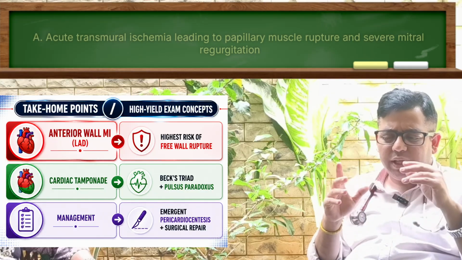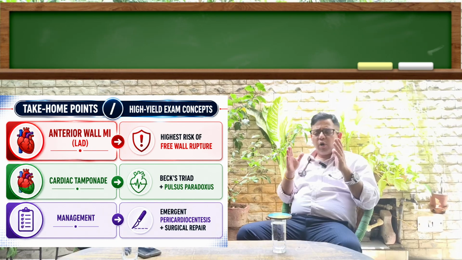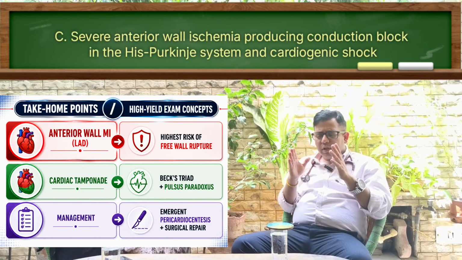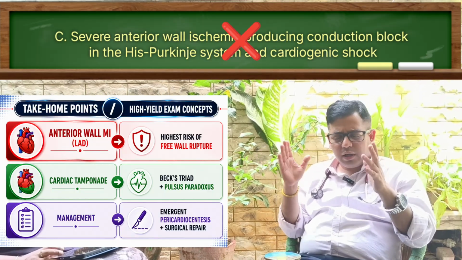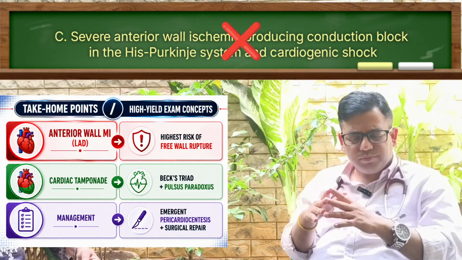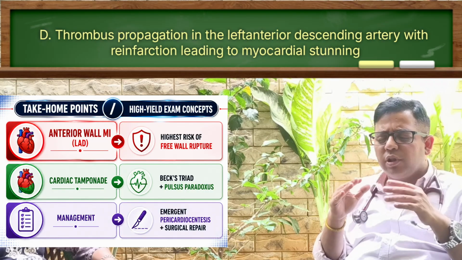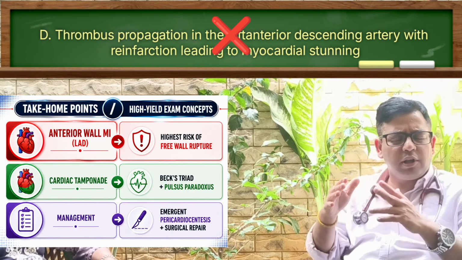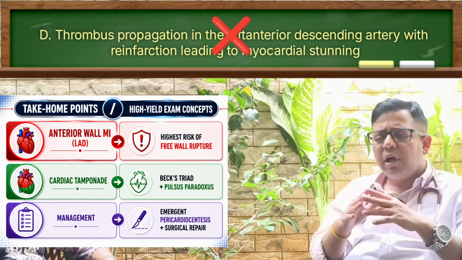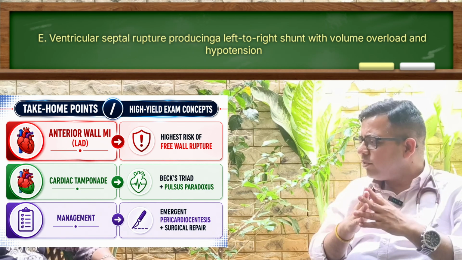Now coming to the exclusion of the options. Option A is ruled out because it is not a papillary muscle rupture. Option C is ruled out as there is no conduction block and cardiogenic shock in this case. Option D is ruled out because thrombus propagation in the LAD leading to reinfarction and myocardial stunning is not happening here. And option E, what is option E? It's a ventricular septal rupture.